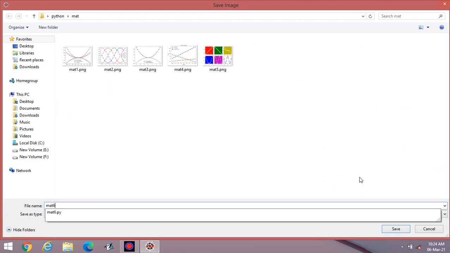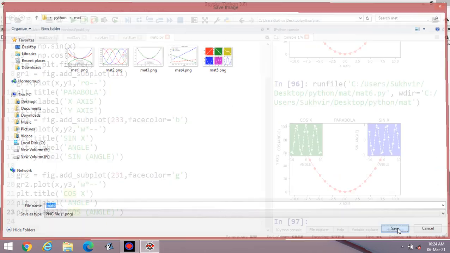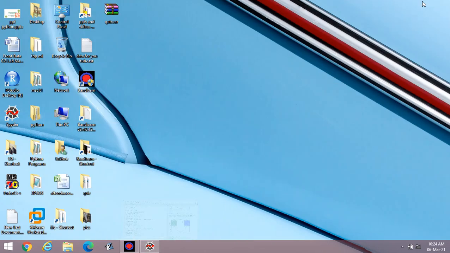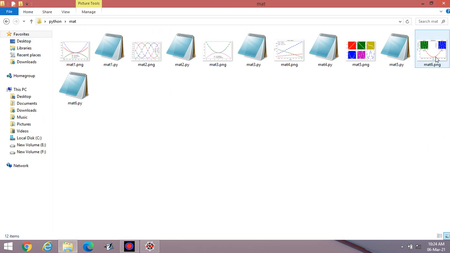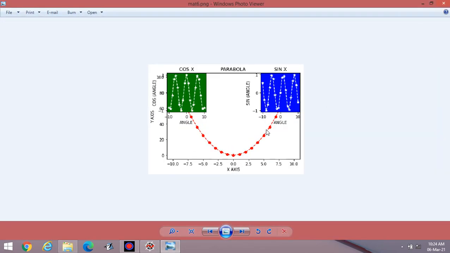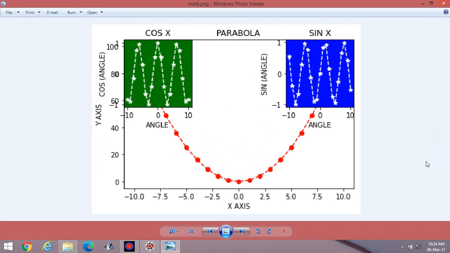You can save it as mat6, and you can display this particular image. This one is the content. You can explain later to the students related to this. This one is sin x and this one is cos x and this one is parabolic content. Means if you would like to represent a graph inside one particular graph, then you can implement this content.